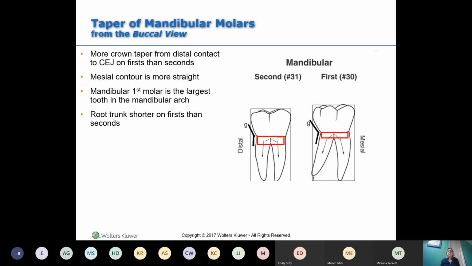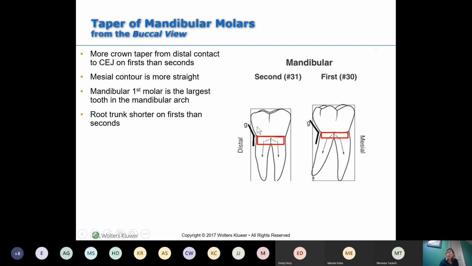Okay, so from the buccal view, now we're looking straight on at the tooth again, the crown tapers from the distal contact to the CEJ more on the first than the second. What they're showing you here is that if you were to look at the crown taper, it tapers more from the distal contact to the CEJ on the first than the second. So if you look at the distal contact, this is a first, because we have our little distal cusp. So this is a first, this is a second, plus they're labeled first and second.